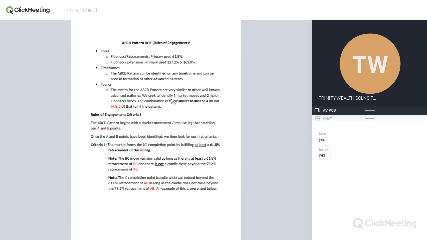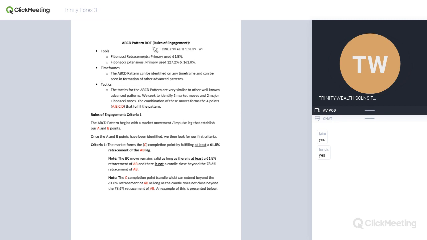Today we are going to cover the ABCD pattern. It follows the same rules we discussed yesterday. It makes use of the ratios and harmonics, and you're going to see the key ratios which we consider under the ABCD pattern, and the harmonics which we incorporate here for it to be complete.